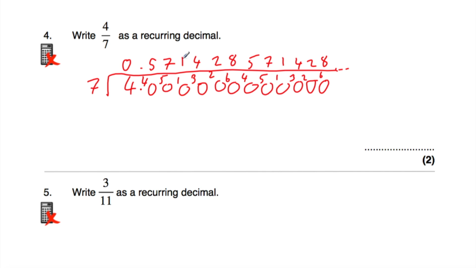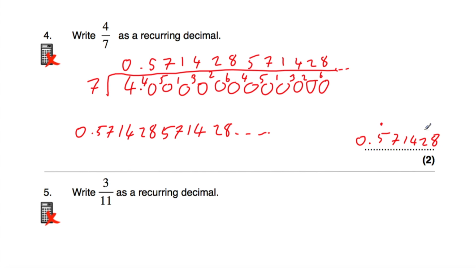It's 0.571428, 571428, and so on. Now I'm going to show your answer using the dots, so that's 0 point. And the chain that's repeating is 571428. So it's going to be 571428, with a dot above the first number and a dot above the last number. And that just means that it's 0.571428, 571428, and so on.